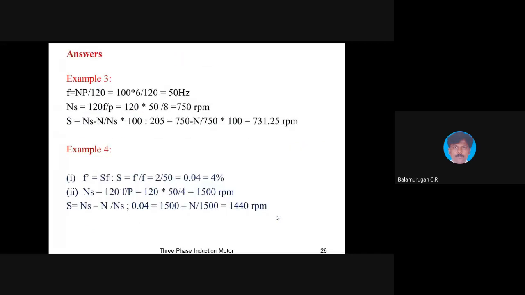Okay, so you can refer to this answer. You should get 731. So if frequency is not given, you can calculate the frequency from the pole. And here, how are we going to calculate the frequency?